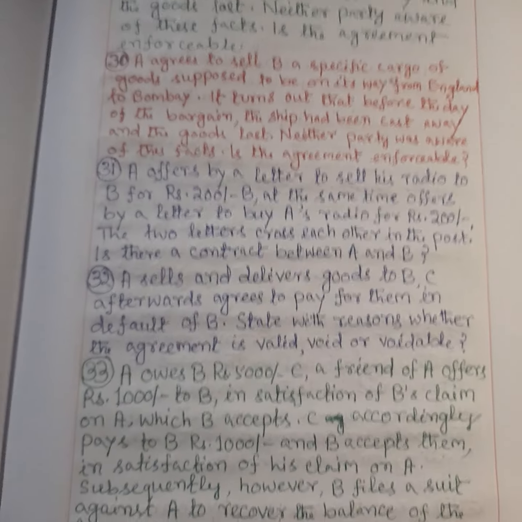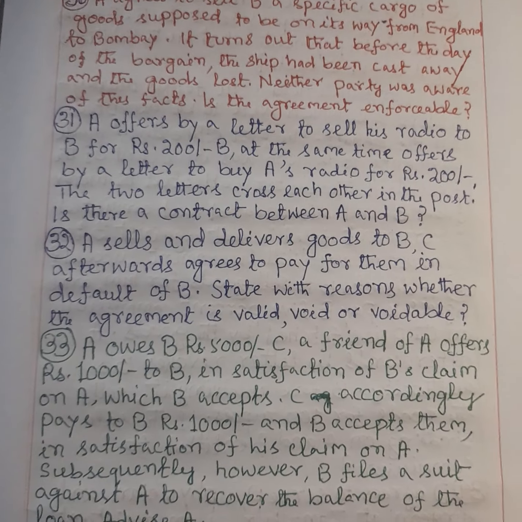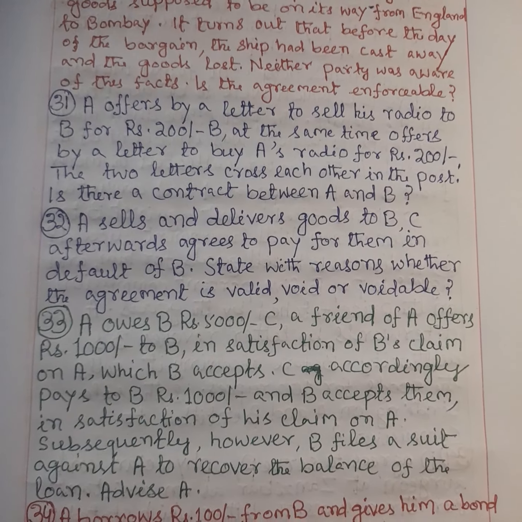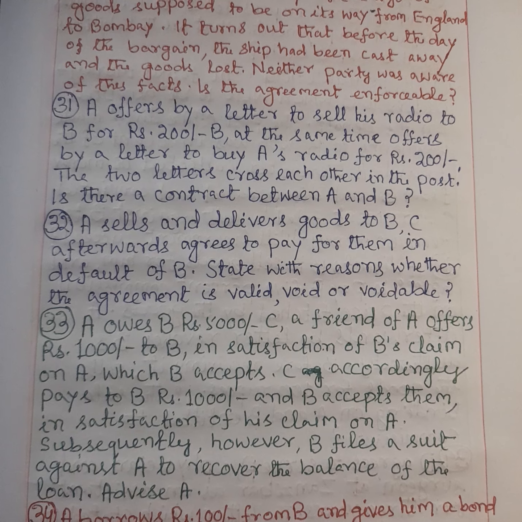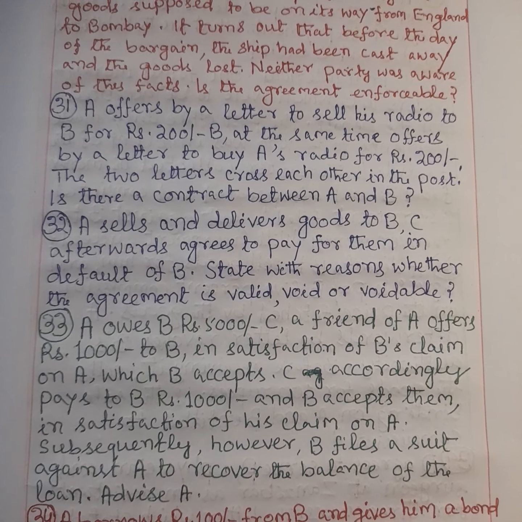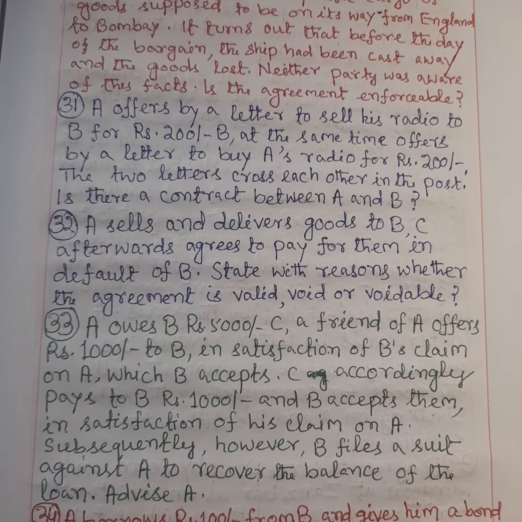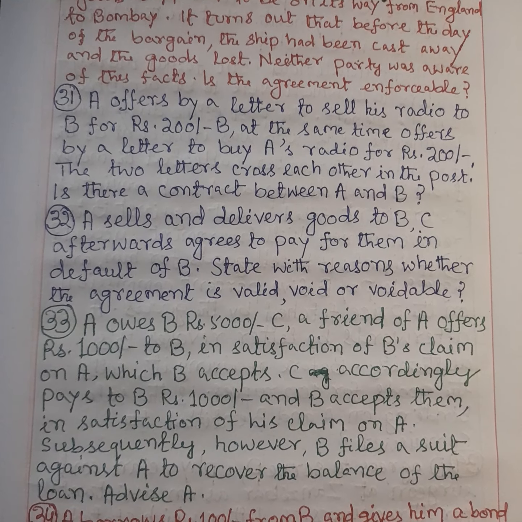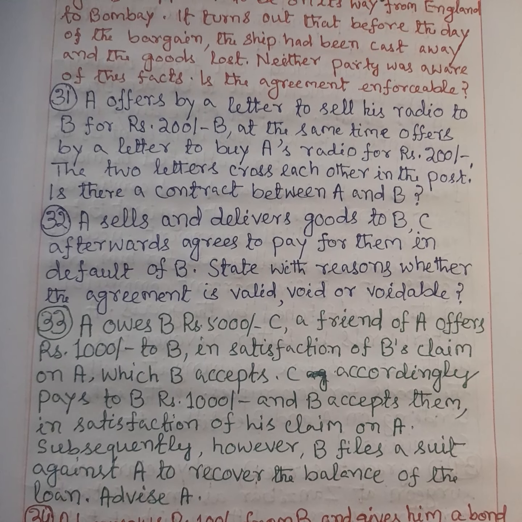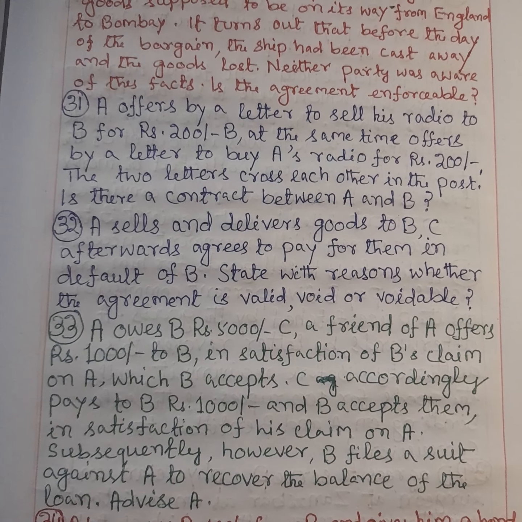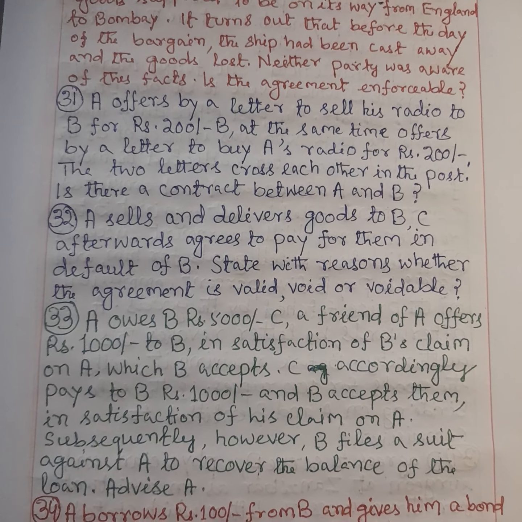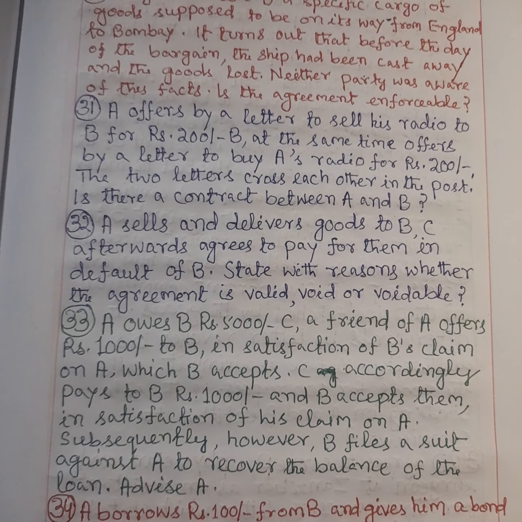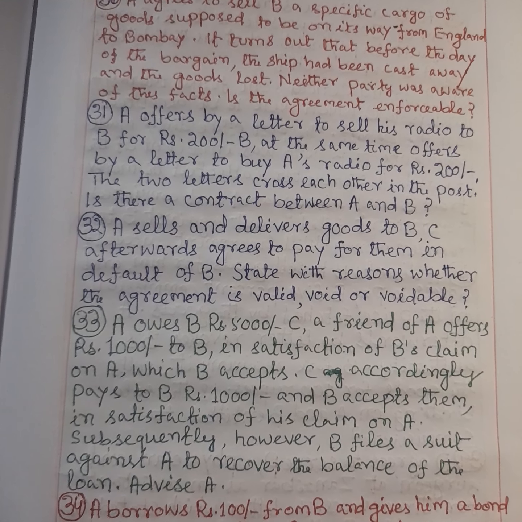And now we'll go to the problem number 31, and the problem is that A offers by a letter to sell his radio to B for Rs 200. B at the same time offers by a letter to buy A's radio for Rs 200. The two letters cross each other in the post. Is there a contract between A and B?